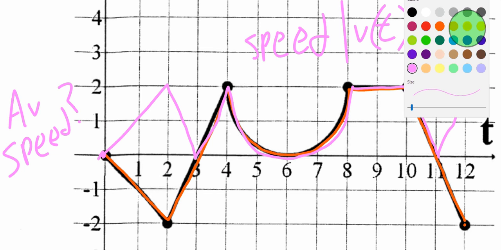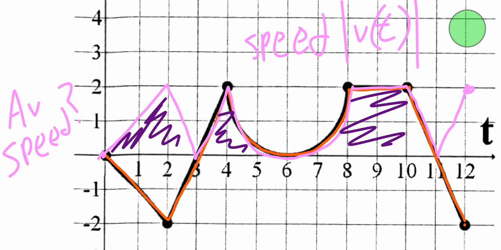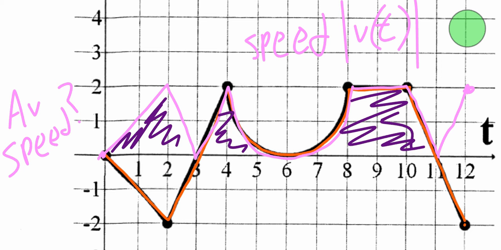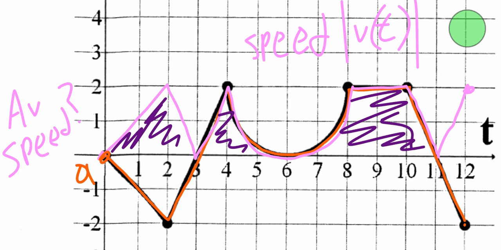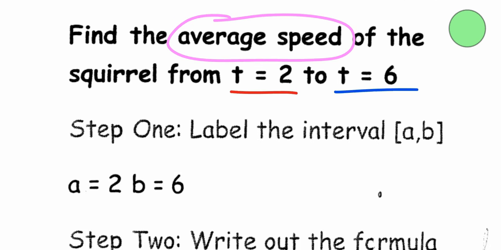So for the area, I'm going to use a different color. We'll do purple. This purple will represent the integral. And if we multiply that by 1 over b minus a, we will get the average speed. Okay, so our a value is going to be 0. Our b value, let's get the right color here. Actually, what did the question say? It said from t equals 2 to t equals 6.